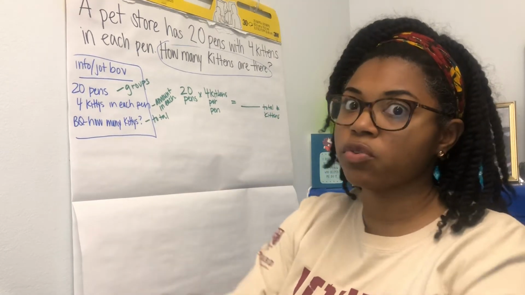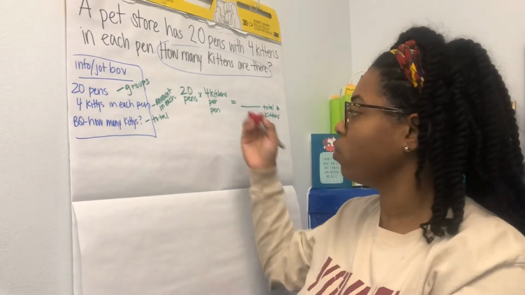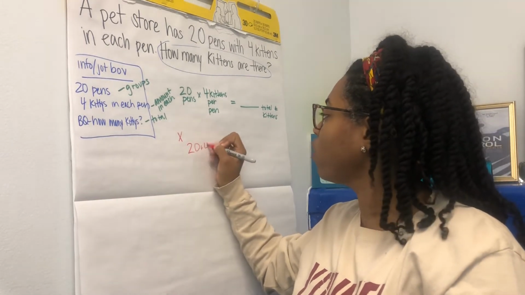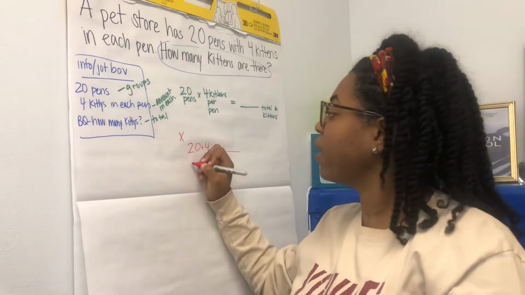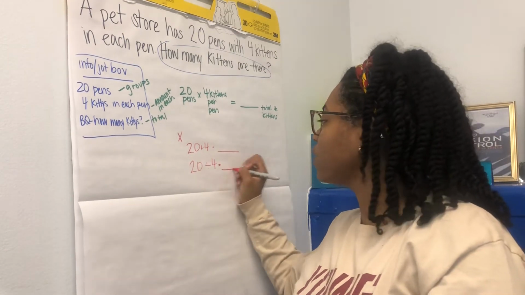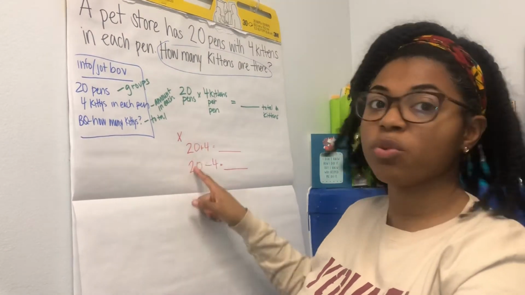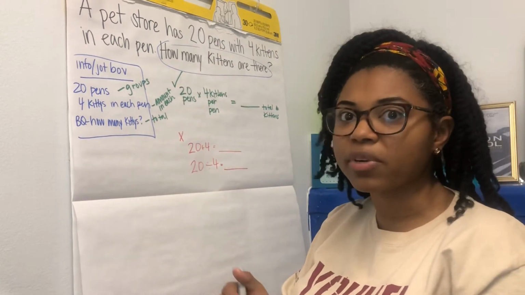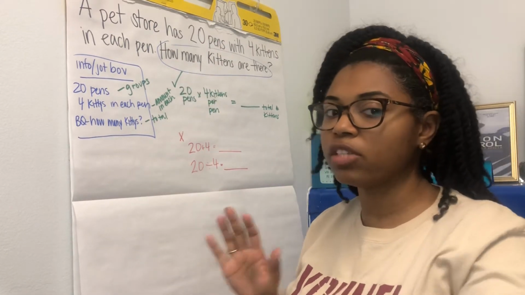When kids are confused, they might do all kinds of things that don't make sense. They might do 20 plus 4 equals the answer. They might do 20 divided by 4, because it's equal groups, equals the answer. If they're doing these things, that means they're not deeply thinking about, wait, what does each number represent? What am I trying to find out? Let's do another one.